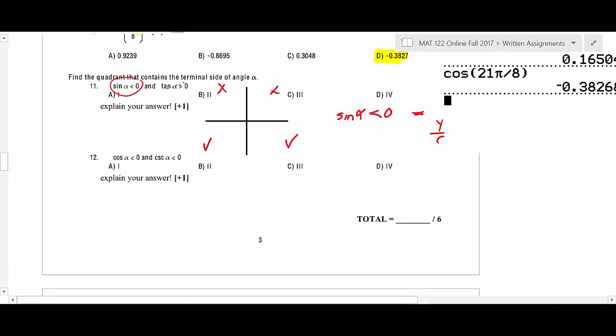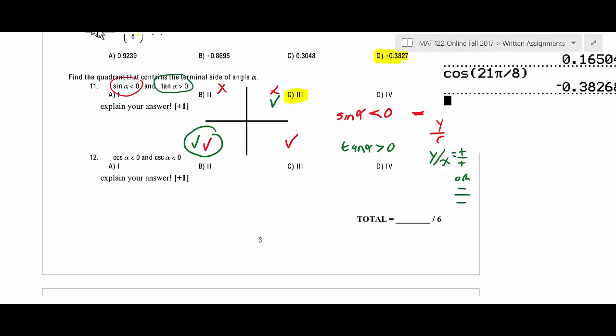Then you have the tangent is positive. So if the tangent of alpha is positive, the tangent's y over x. So it has to occur either where you have positive over positive or negative over negative. So you would be either here or there. Those are the 2 places where the tangent's positive. Therefore, you would end up in this problem in quadrant 3. So that's how you would reason that out.